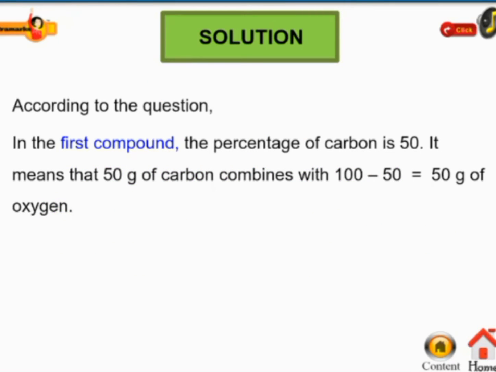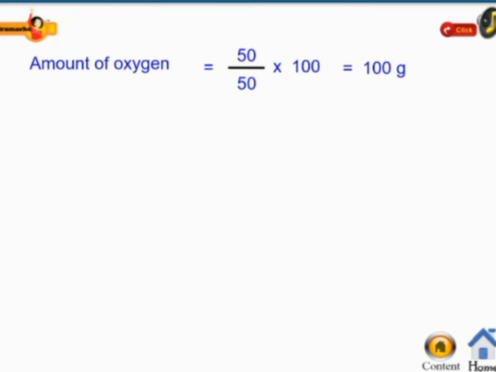According to this question, in the first compound, the percentage of carbon is 50. It means that 50 grams of carbon combines with 50 grams of oxygen. Thus, on calculating, we get the amount of oxygen that is equal to 100 grams.